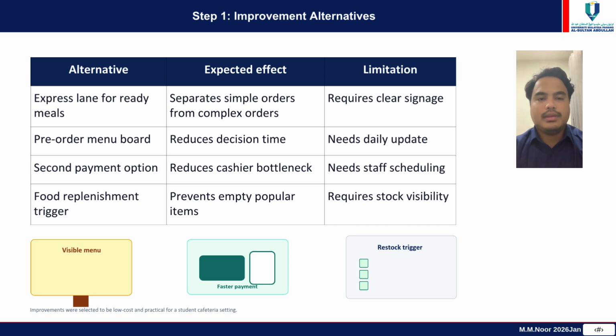Step 1. Improvement alternatives. Several improvement alternatives were considered. An express lane can separate ready meal customers from custom order customers. A pre-order menu board can help customers decide before reaching the counter. A second payment option can reduce the cashier bottleneck, while a replenishment trigger can prevent popular food from running out too late.